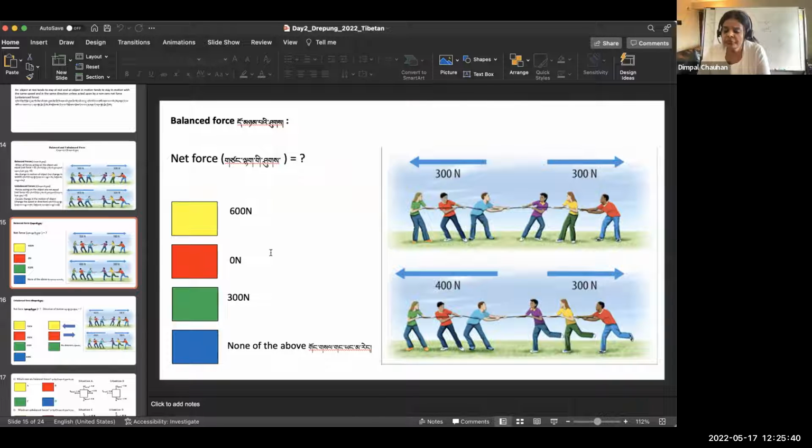We don't know how much force they are applying. Probably they're applying or just standing, they're tired. I don't know. But which team do you think will win?